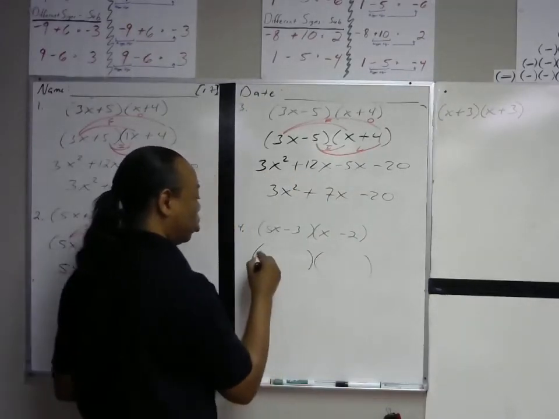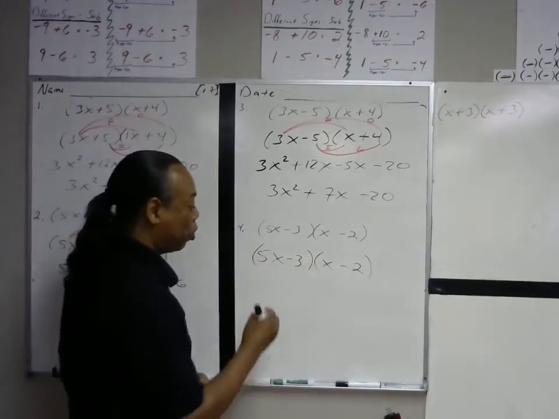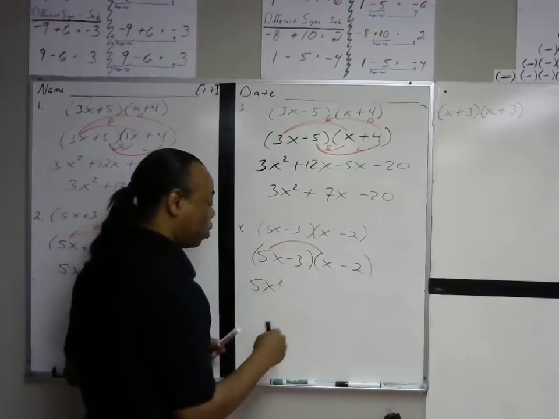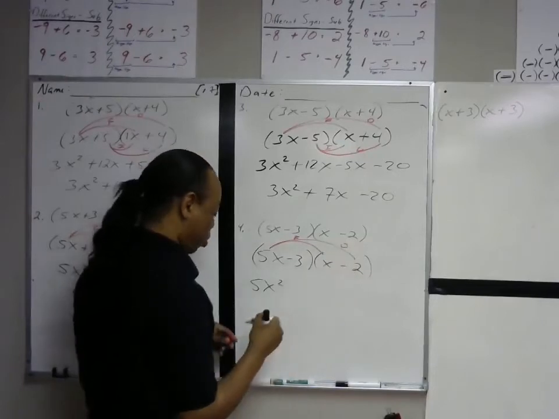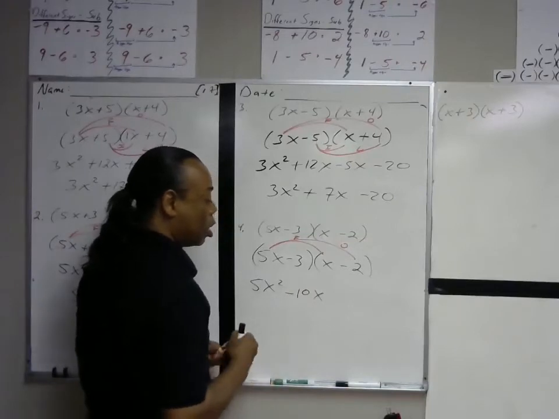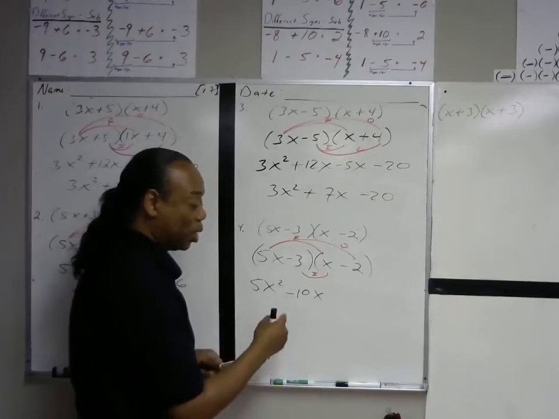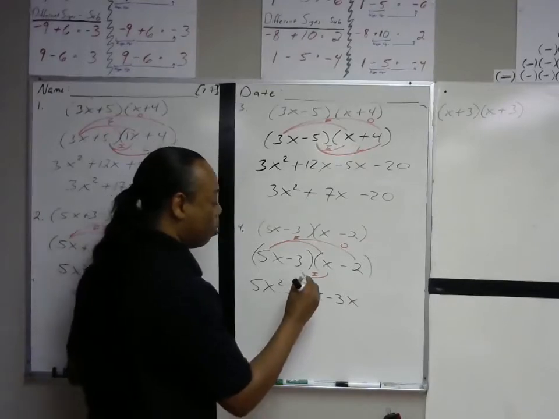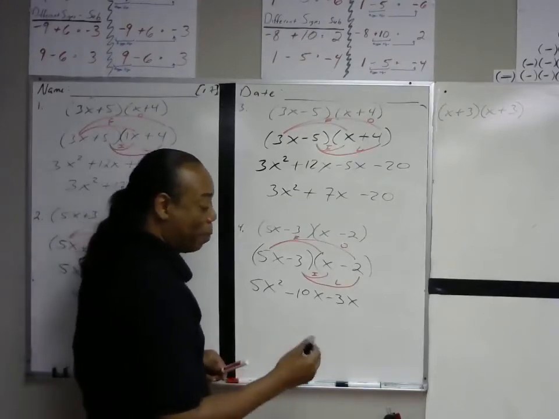Next, let's repeat this and multiply the first terms, which are the 5x times the x, and that gives us 5x to the second power. That was the first terms. Then I'm going to multiply the outside terms, which are 5x and negative 2. That gives me negative 10x. Multiplying the inside terms will give me negative 3 times x, and that's negative 3x. Next, we're going to multiply the last terms, the negative 3 times the negative 2. That's going to give me a positive 6.